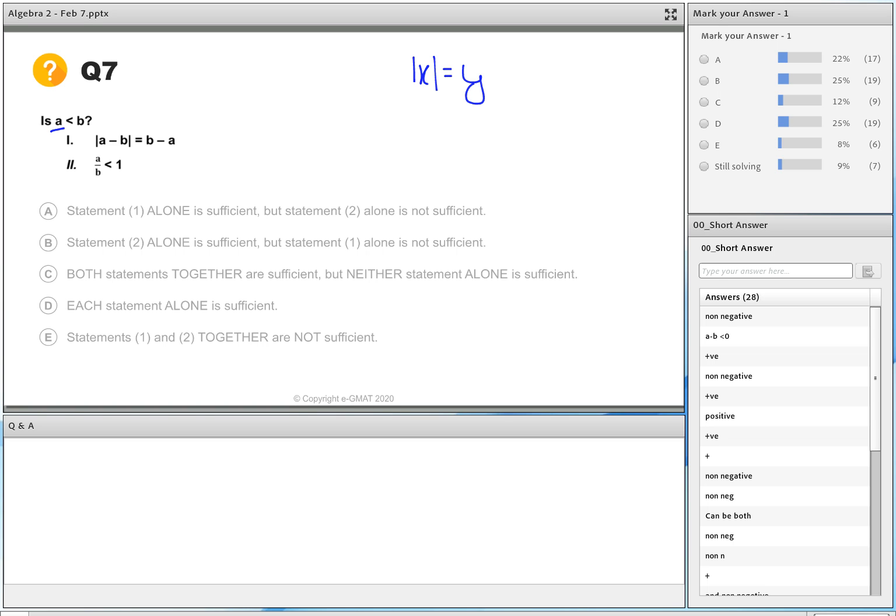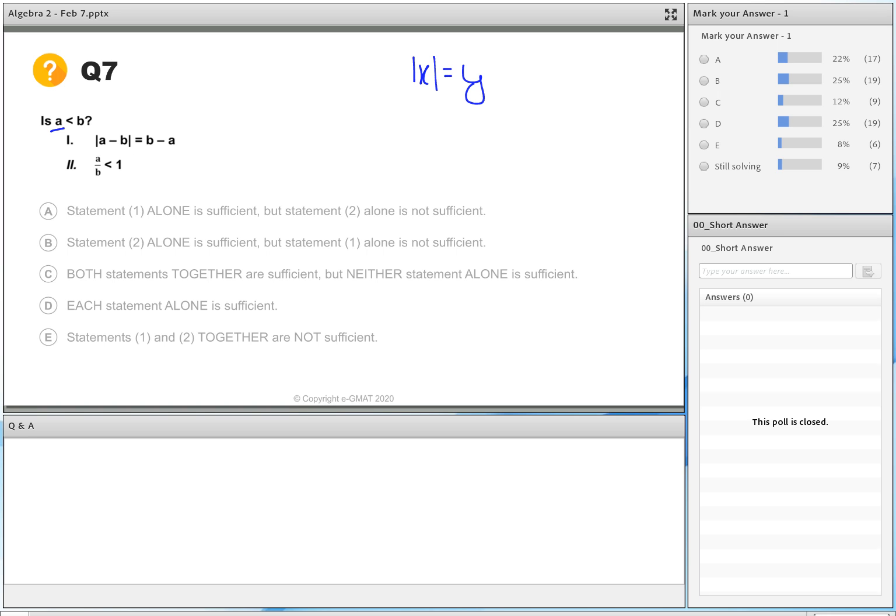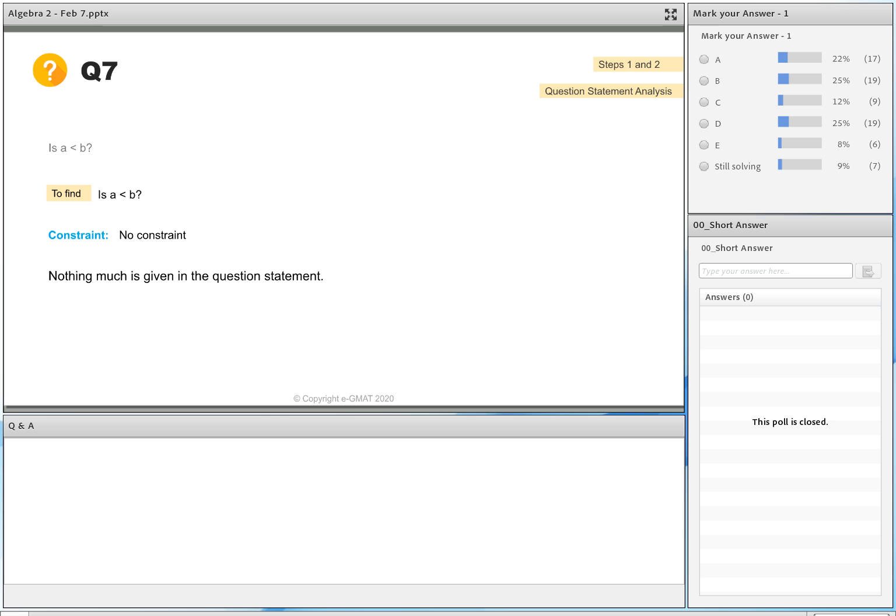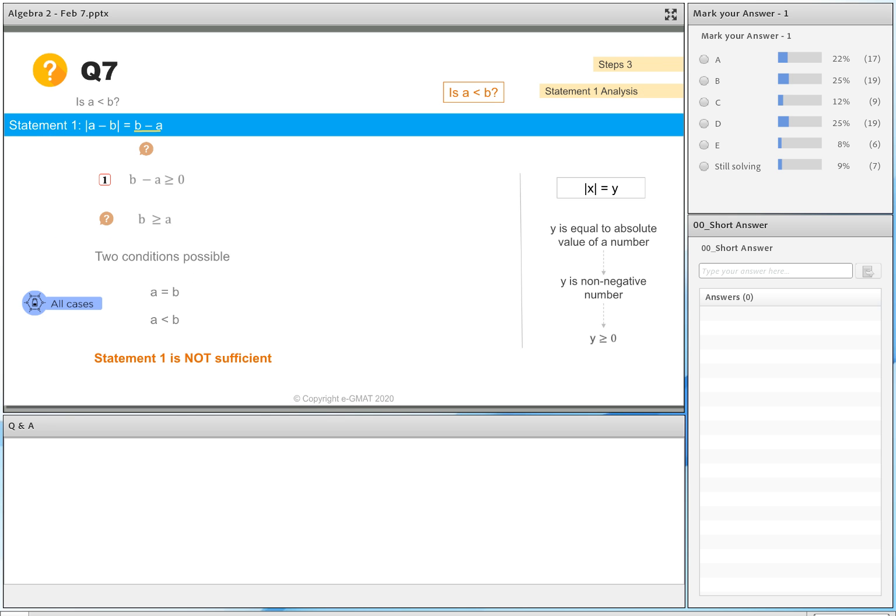Let's take the same thing forward and analyze the first statement. Let me end the poll, clear all the answers. The first statement tells me that mod of a minus b is equal to b minus a. You people told me that mod of any number is a non-negative number. If b minus a is a non-negative number, that means b minus a is either equal to 0 or greater than 0. If you take a to the right hand side of this inequality, you get the value of b to be greater than or equal to a.